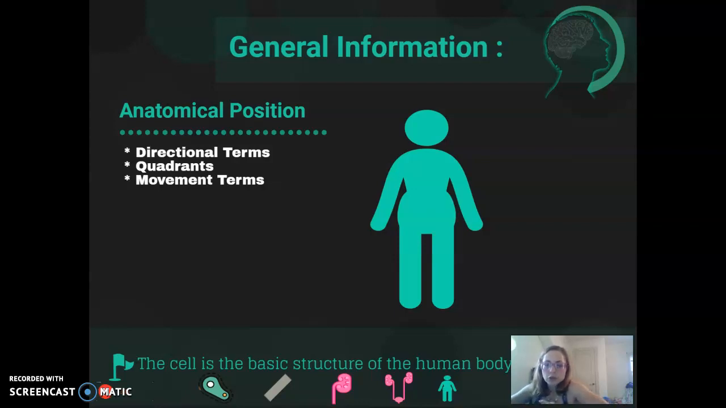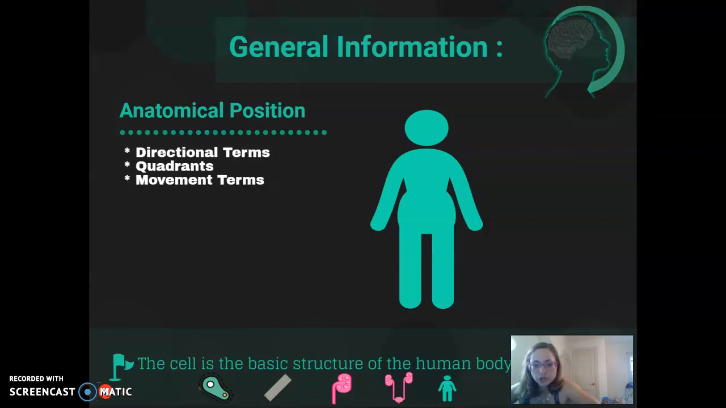And then we have movement terms, so you guys will go over this a lot when you go over range of motion. So we have, for example, abduction, which means away. Just think of abducting someone. And adduction means towards. And we also have flexion, so I always think of like flexing a muscle, and then extension, extending it. But like I said, we'll go over that more when we go over range of motion.